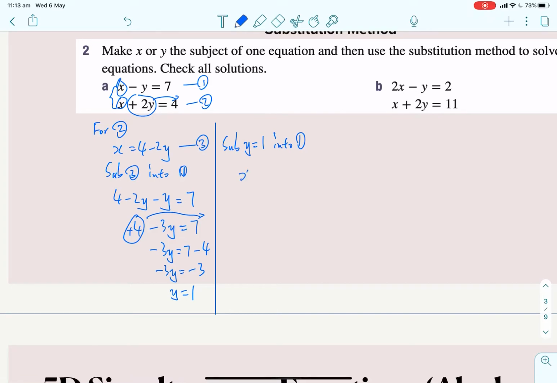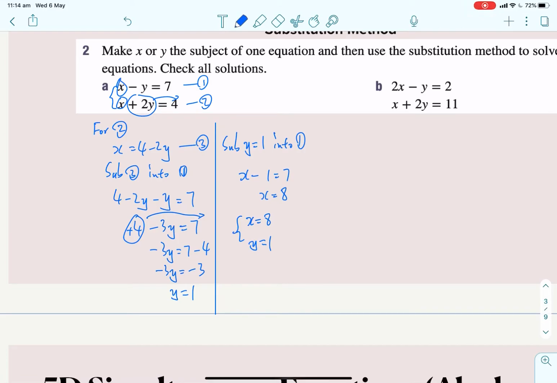So, x minus 1 equals 7. What minus 1 equals 7? X equals 8, yeah? Easy. So, solution, x equals to 8, y equals to 1. Cool. Now, next one. This one is slightly difficult because we can't really substitute in x because the x and the y, they're different. What do we do?